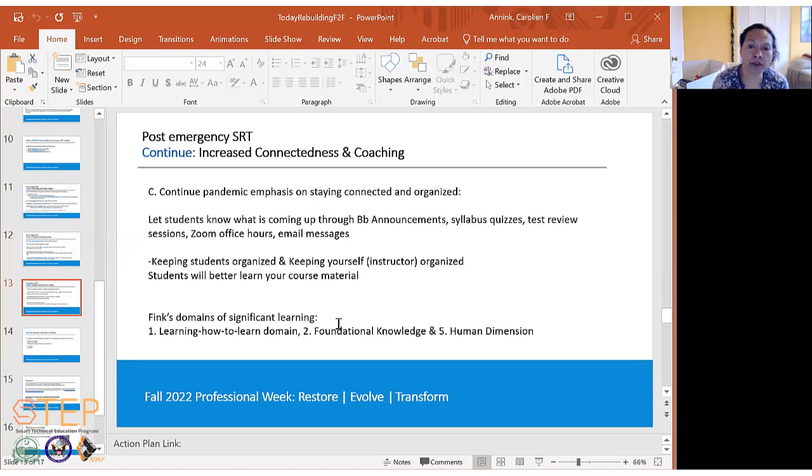You can also continue the Zoom office hours. Zoom makes it so easy to meet with the student, for you and for the student. So continue that connectedness by using Zoom in this case, and have that attitude of caring and really guide students maybe a little bit more than you did before the pandemic. Because then you keep students organized and you keep yourself organized.